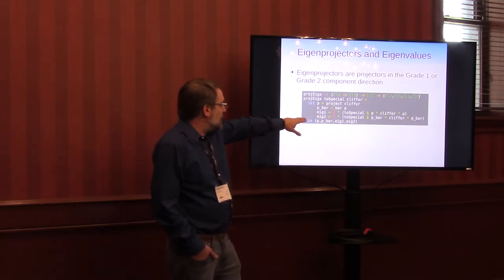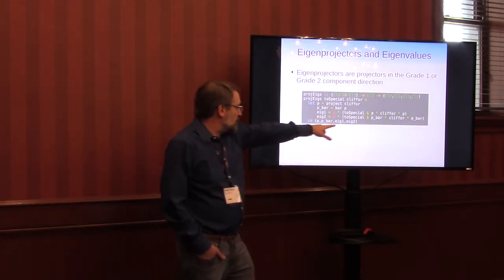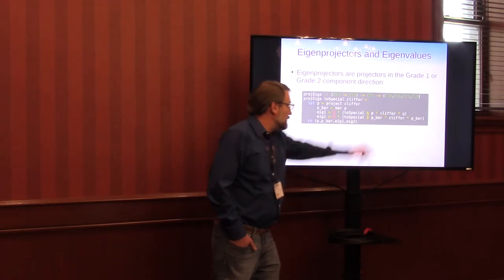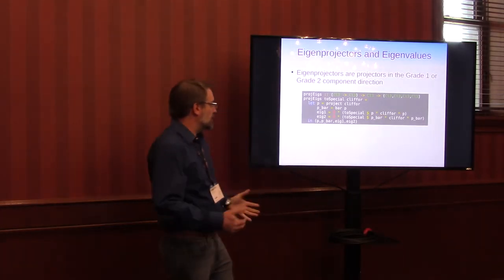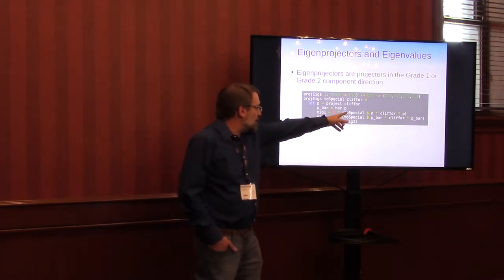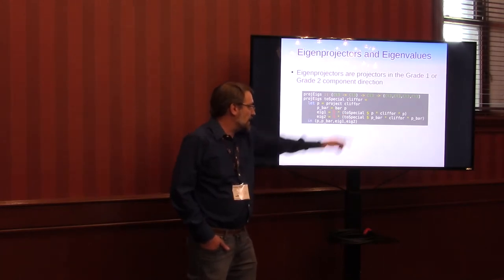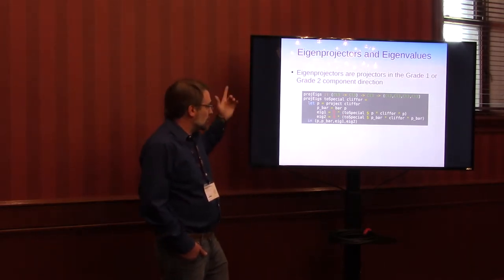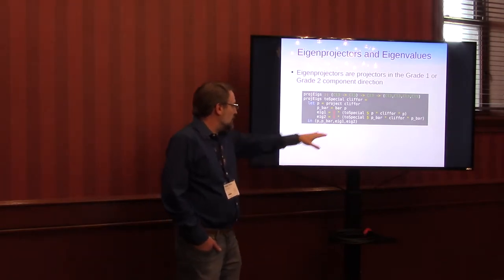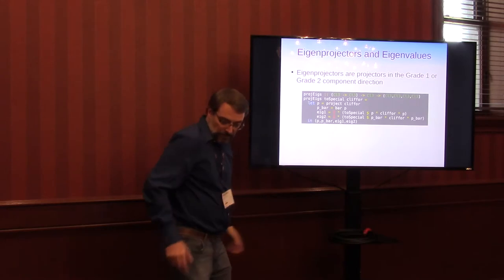And to find the eigenvalues, you just take the projector and multiply the Clifford from the right and left on the projector. Then we have our opportunity to specialize that to the real, imaginary, or complex value, and we can pass it back out to be used.